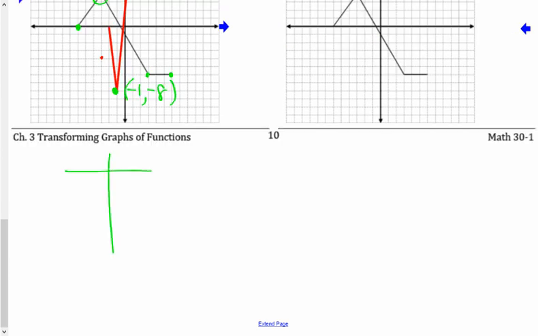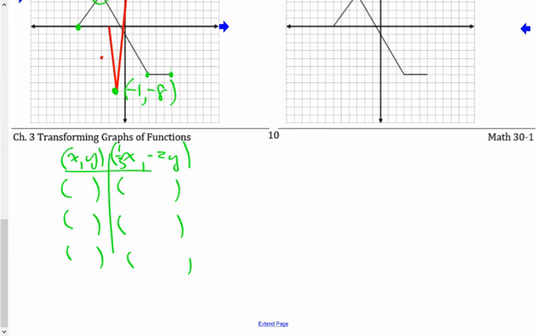And in their table, they'll have the original ordered pairs listed out. And then this would be the x, y. And then over here, we'll do the 1/3 x times -2y. And then they would just list out what's the resulting point that we get. So that's an option for doing these as well.